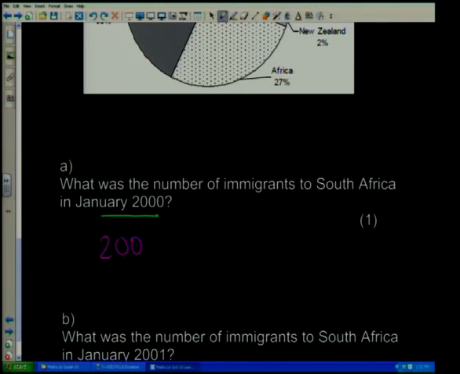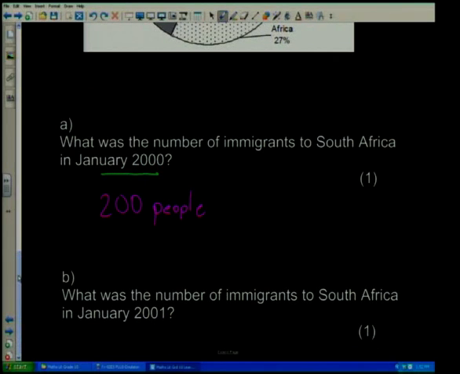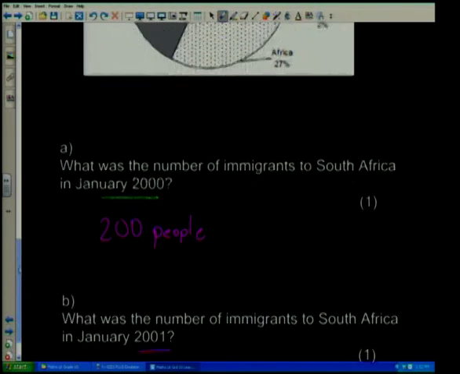And what is this? 200 what? 200 people, because they immigrated to South Africa. What was the number of immigrants to South Africa in January 2001? Well, let's look at that question now.